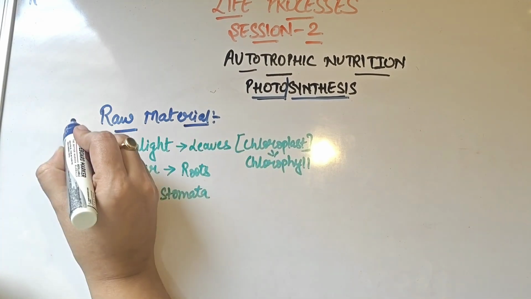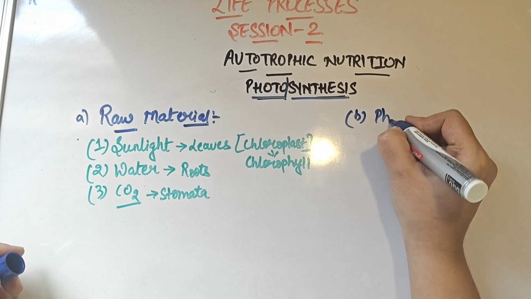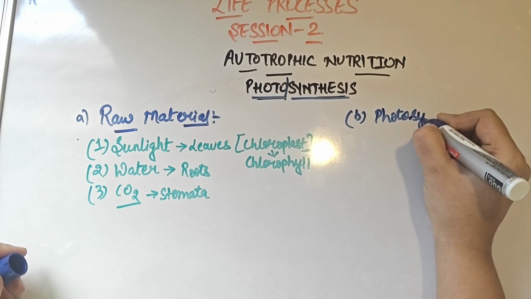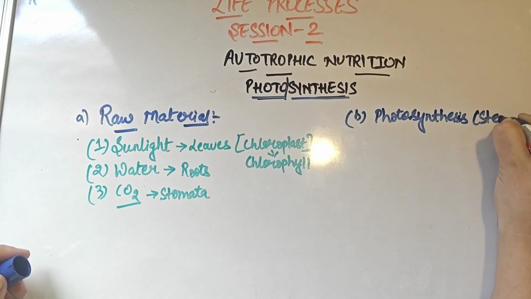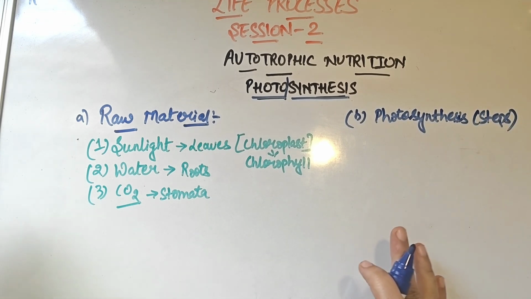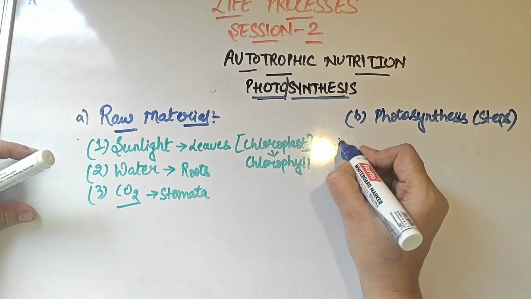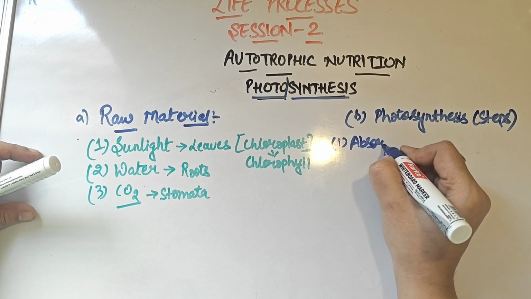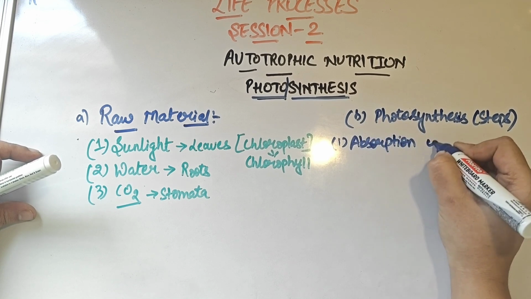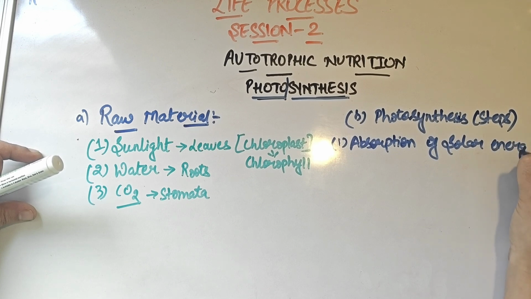So this is the first thing. Now the second important part we need to see is what actually photosynthesis is all about. Or if I say, what are the major steps involved in photosynthesis? There are again three major steps involved in photosynthesis. The first major step is absorption of light energy or the solar energy. So absorption of solar energy is the first step involved in the process of photosynthesis.